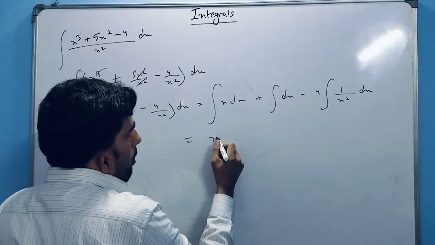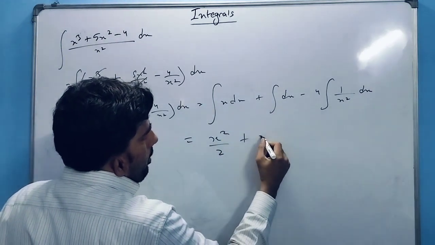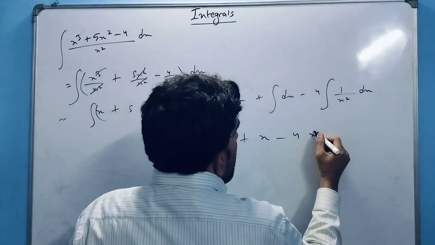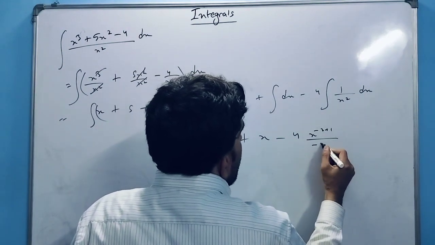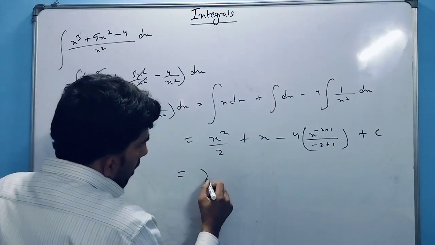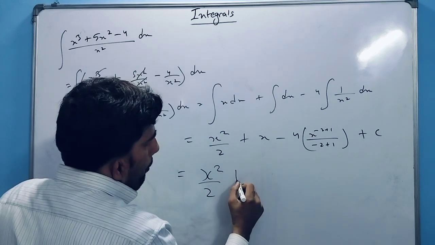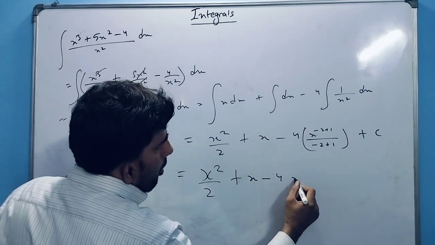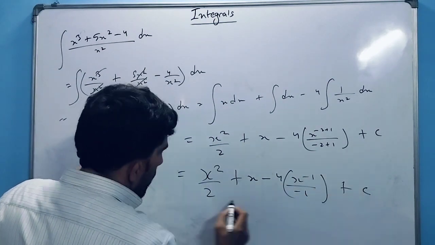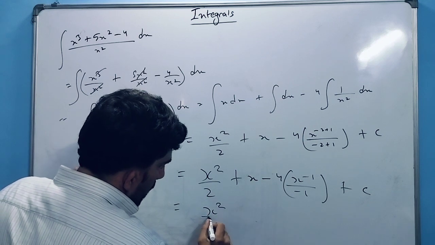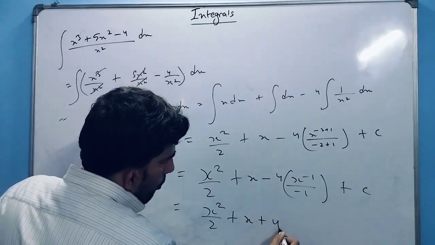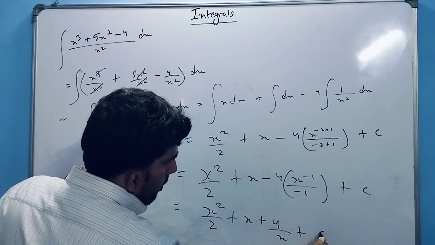So now we are able to integrate minus 4. If I take this minus 2 plus 1, so 1 upon minus 2 plus 1, plus c. So I got here x square by 2 plus x minus 4 into minus 1 upon minus 1 plus c. So I got the value here x square by 2 plus x plus 4 upon x plus c.